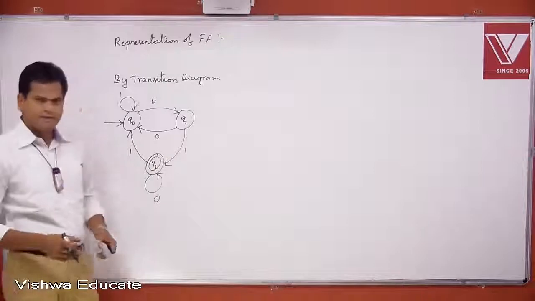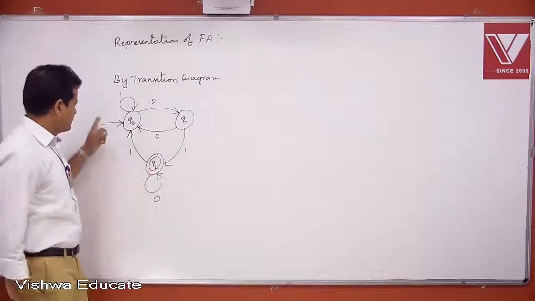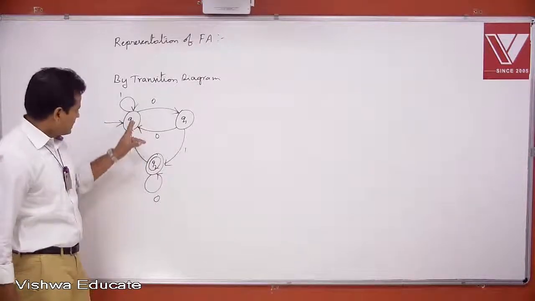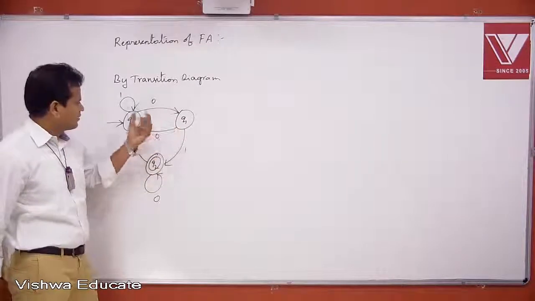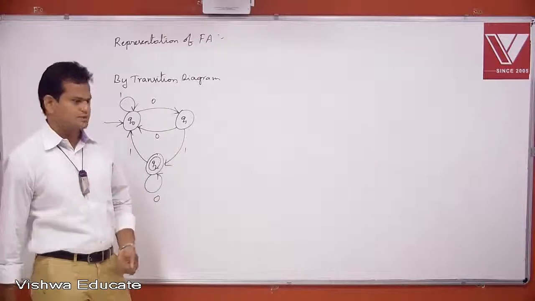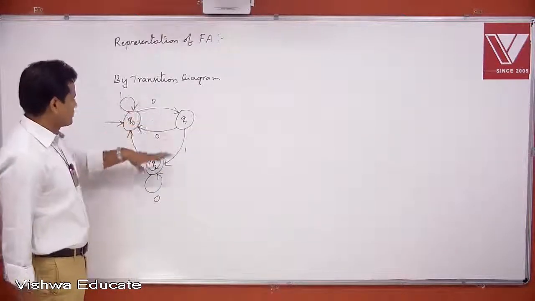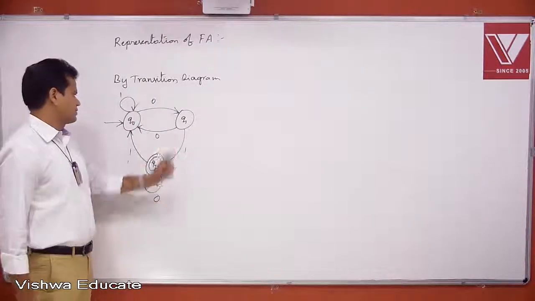Look at this. Here the states are Q0, Q1, Q2. The initial state is Q0 and the final state is Q2. And these directed edges are labeled with some inputs. Whatever the labels are there, they are called inputs. Overall the labels are only 0 and 1, so the inputs are 0 and 1. States are Q0, Q1, Q2.